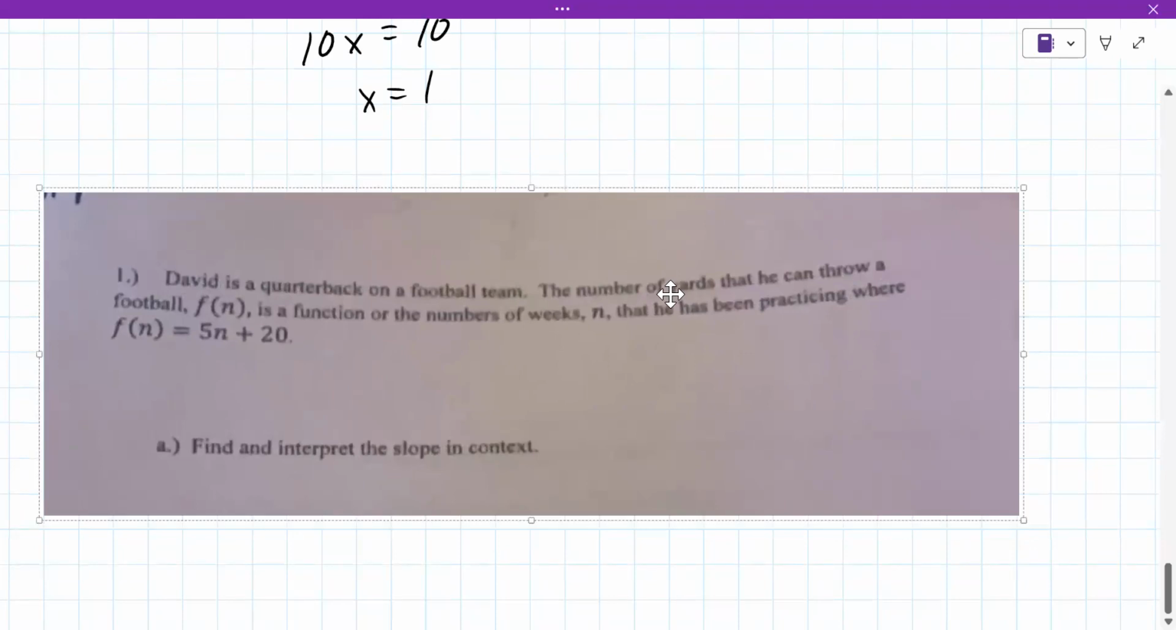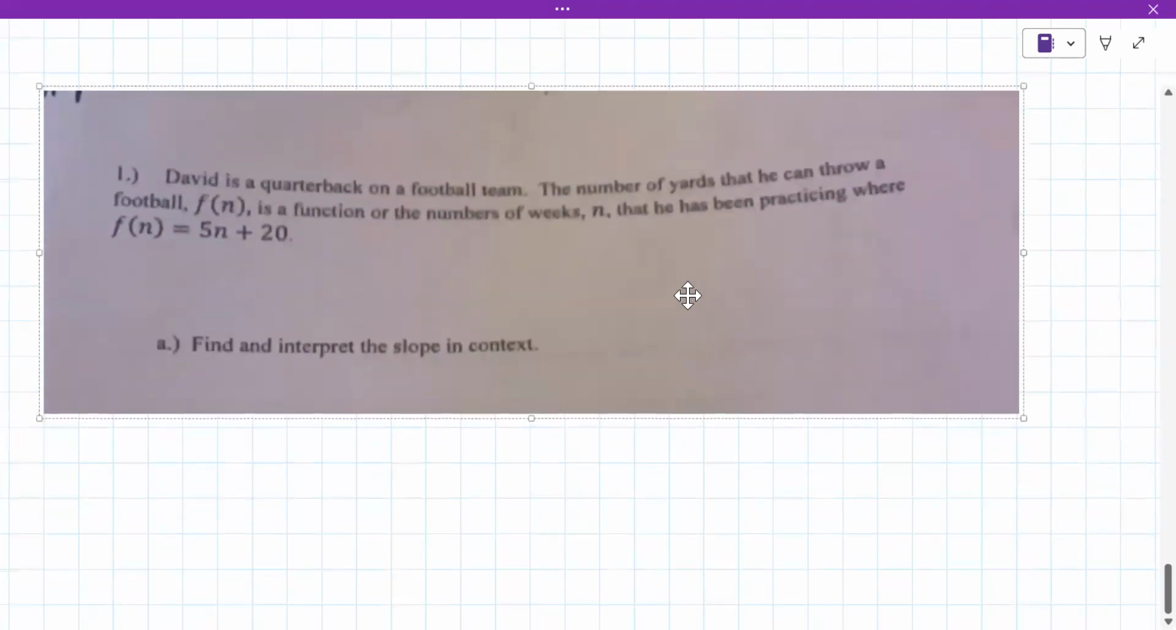All right, David is a quarterback on a football team. The number of yards he can throw a football is a function of the number of weeks n that he has been practicing, where f of n equals 5n plus 20. So what is the slope of this equation? 5n. Or just 5. Yeah, just 5.